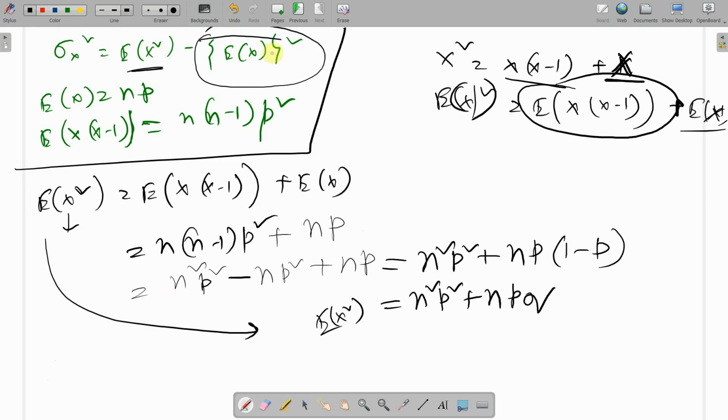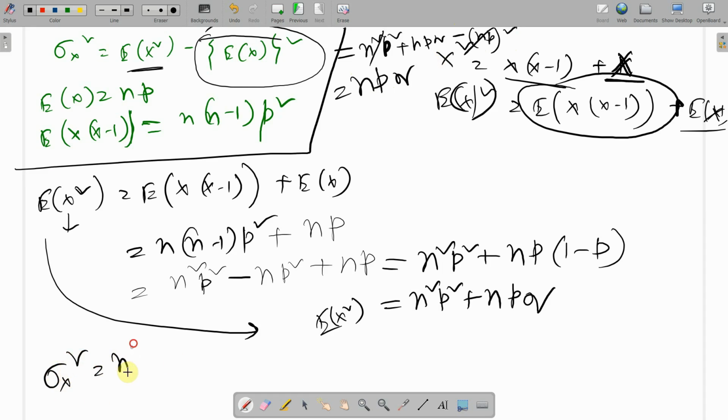Okay, now sigma x square equals to E of X square minus E of X whole square. It can be written as n square p square plus npq minus, what is E of X square, that is np whole square. So ये वाला टर्म कट जाएगा और you will be having npq. So sigma x square equals to npq. That is your variance.